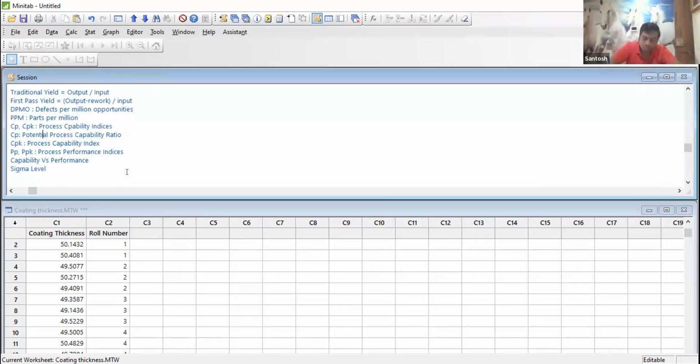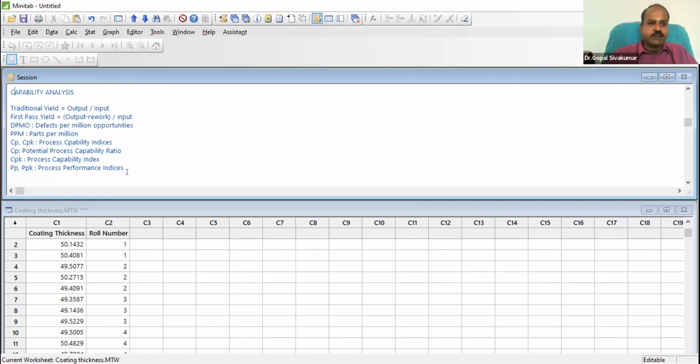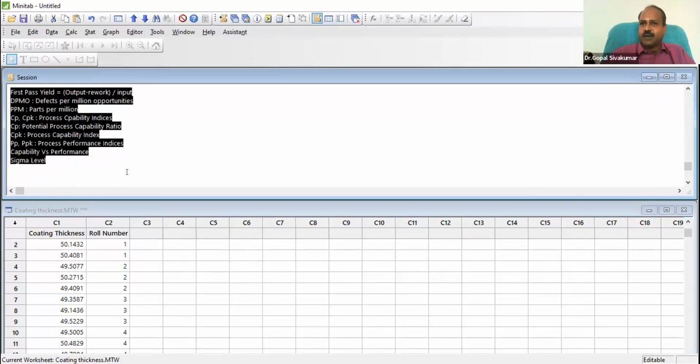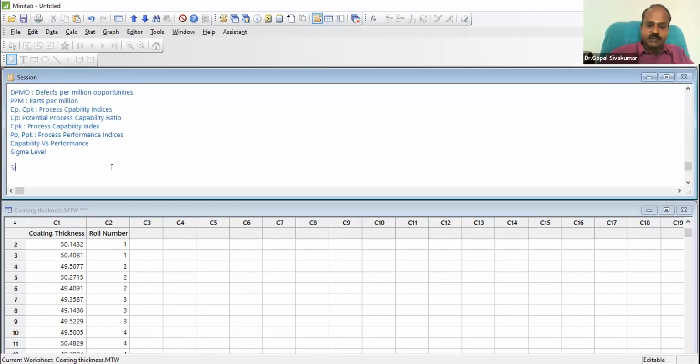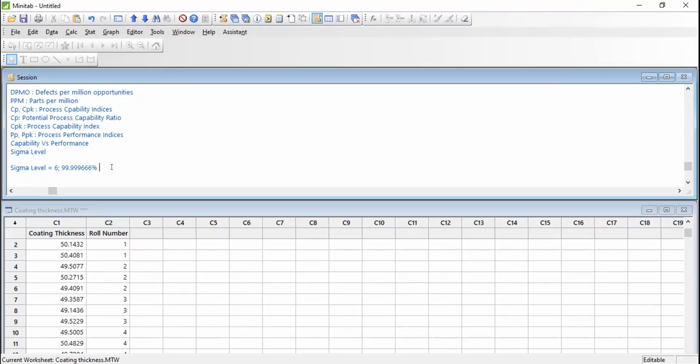So how many ways of measuring the capability do you see here? If there is any other method, you can still adopt it. But all of them are connected. Ultimately, it is telling you what can I expect from the process. If my sigma level is 6, what does it mean? What can I expect? The success rate is high performance. The success rate is 99.99966%.